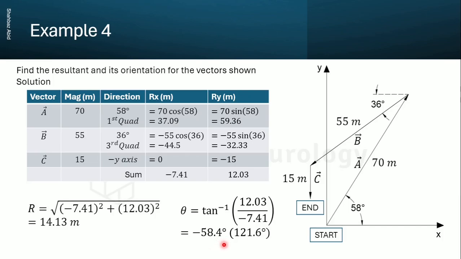Now why is it minus 58.4 degrees? Because the angle is taken from the negative x-axis and it's a clockwise angle. So whenever we have a negative angle, it means it's a clockwise angle. And if we want to get the angle with respect to the positive x-axis, we have to do 180 minus 58.4, which is going to give us the angle from the positive x-axis.